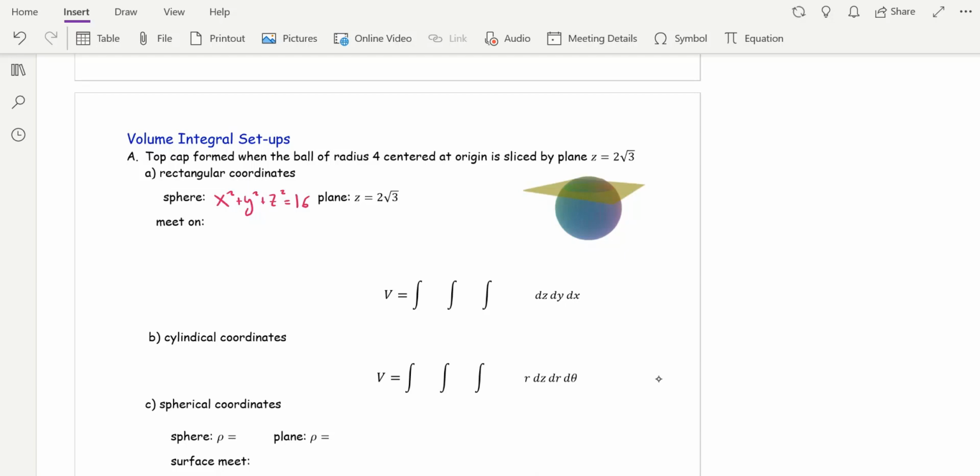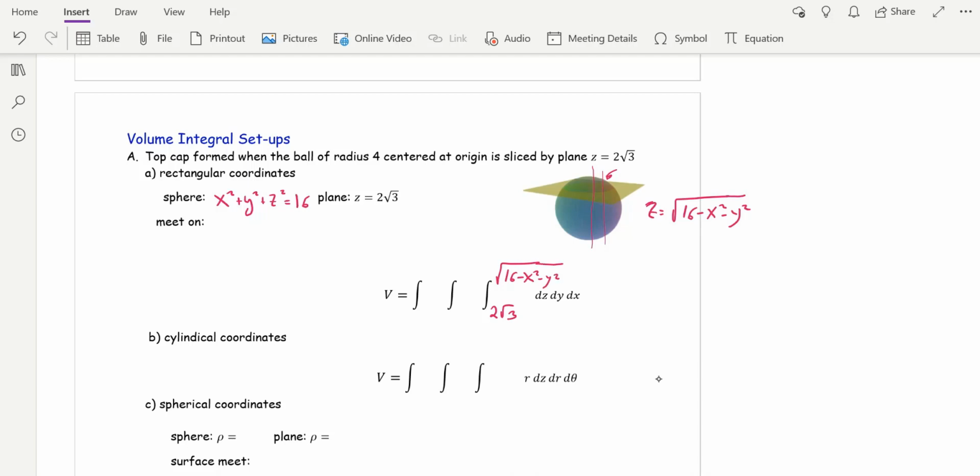And so first of all, for the limits on z, we need to solve this for z. The top of that sphere is going to be z equal the square root of 16 minus x squared minus y squared. Okay, so we're imagining lines going up like that. They're going to enter our solid on the plane z equals 2√3, and they're going to leave on the cap of that sphere, which is z equals the square root of 16 minus x squared minus y squared.